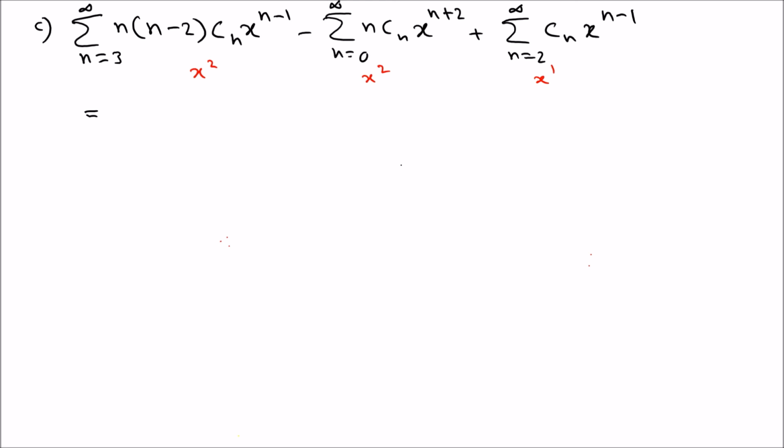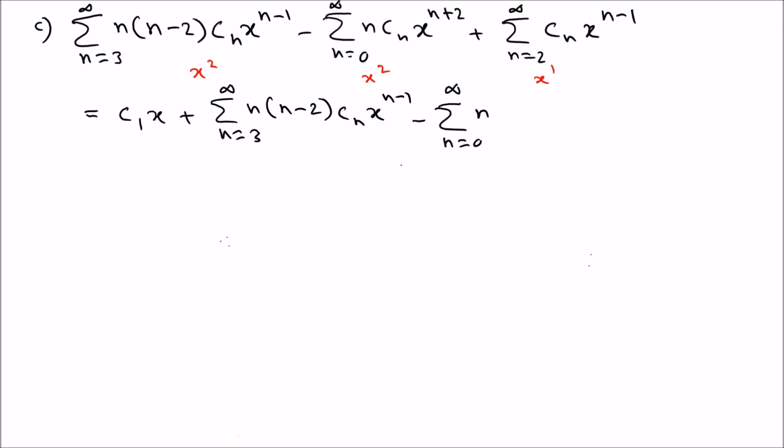So if you plug in x to the 1, you're going to get c1 x, and you can see the rest is good. So we're going to rewrite them. Sigma n equals 3 to infinity of n minus 2 cn x^(n-1), minus sigma n equals 0 to infinity of n cn x^(n+2), and then plus sigma, you write the first value, so you have to start with the next value. It means 3 cn x^(n-1).